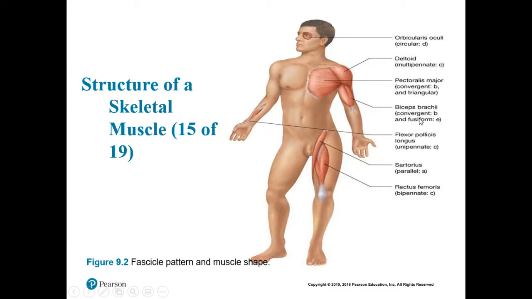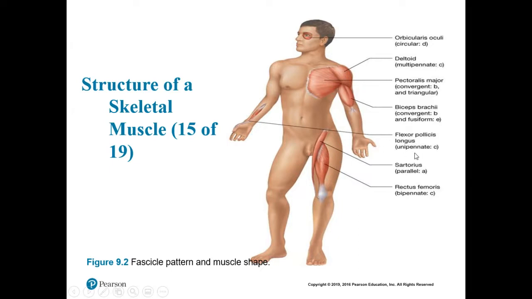There's also a fusiform. Convergence slash fusiform. What this means is that fusiform muscles are thick in the middle, and they taper off on the ends. Again, thick in the middle, and then they taper off on the ends. Bulky in the middle and narrow on the ends. That's what fusiform means. So biceps brachii would be a fusiform type of muscle.